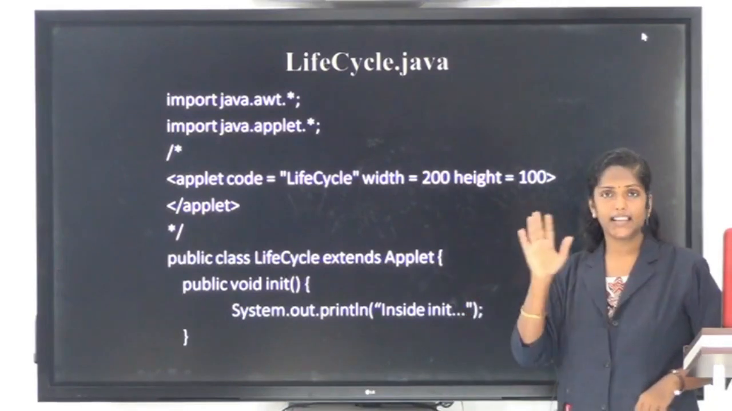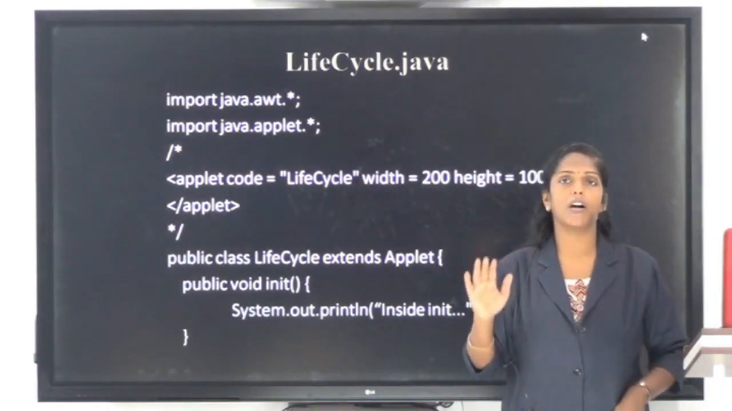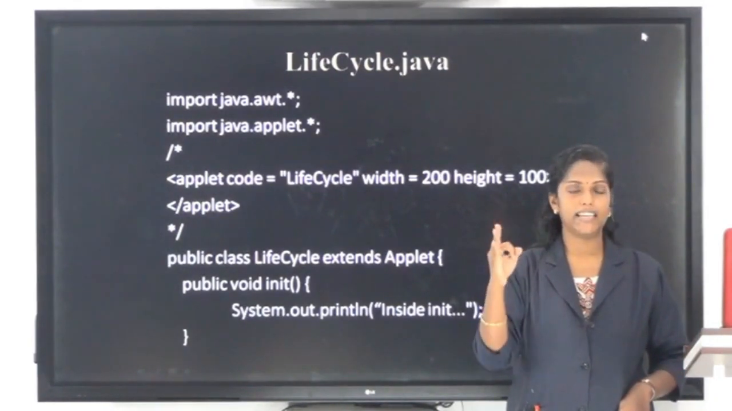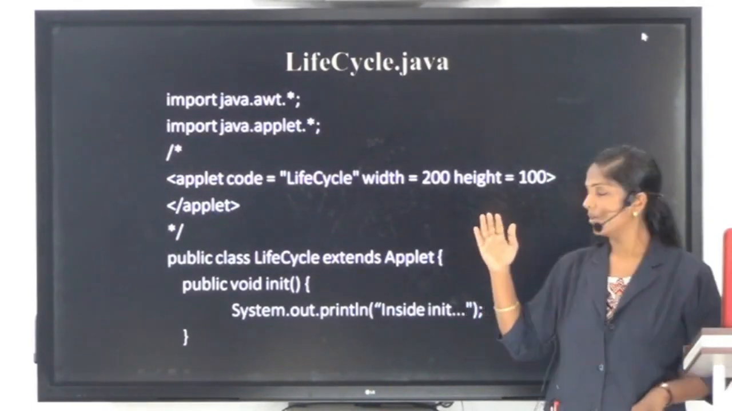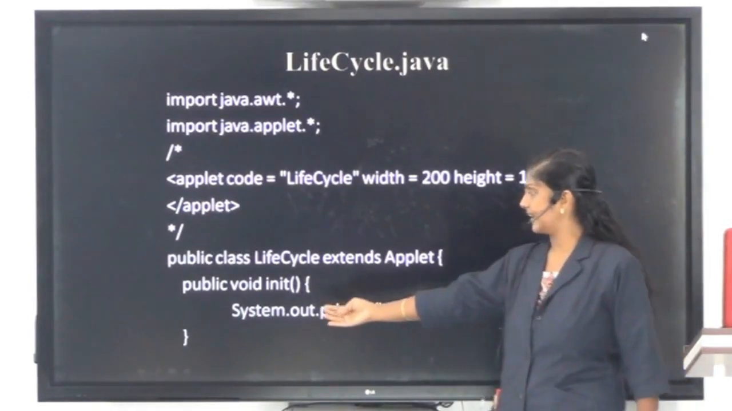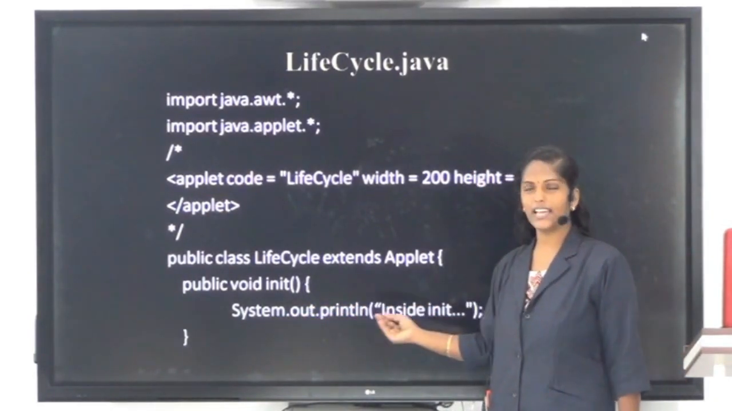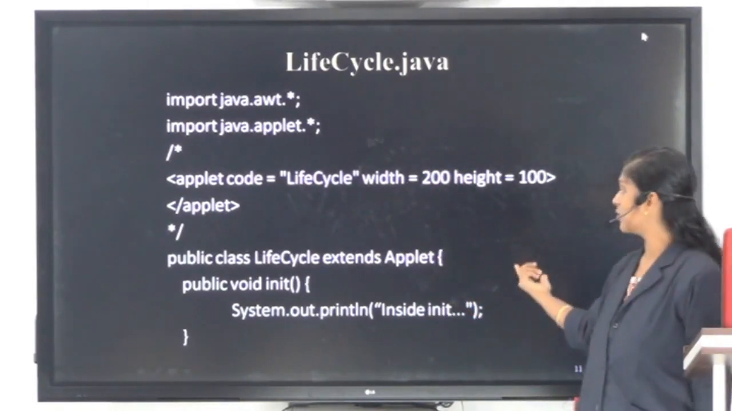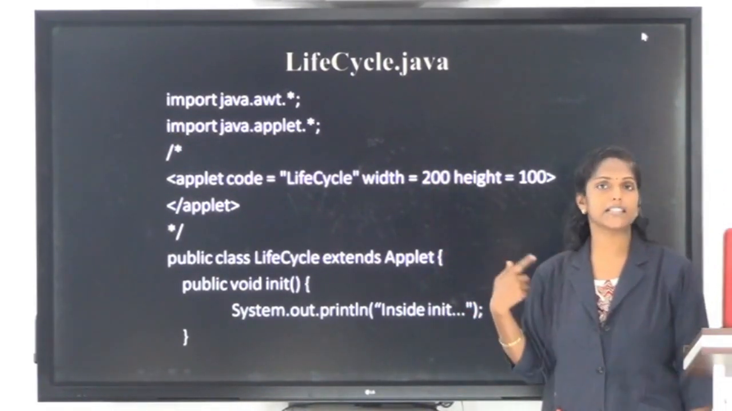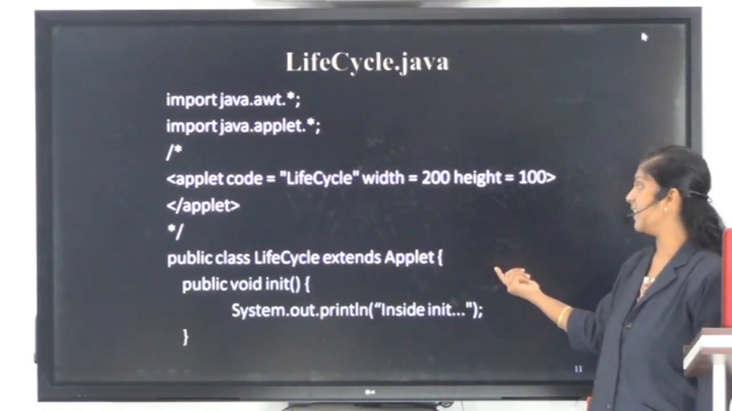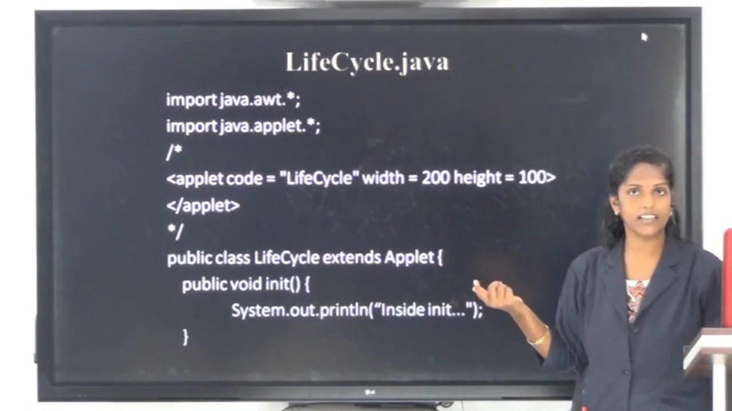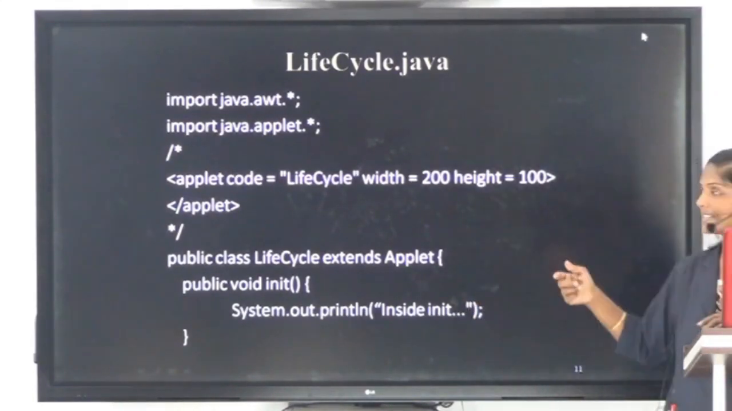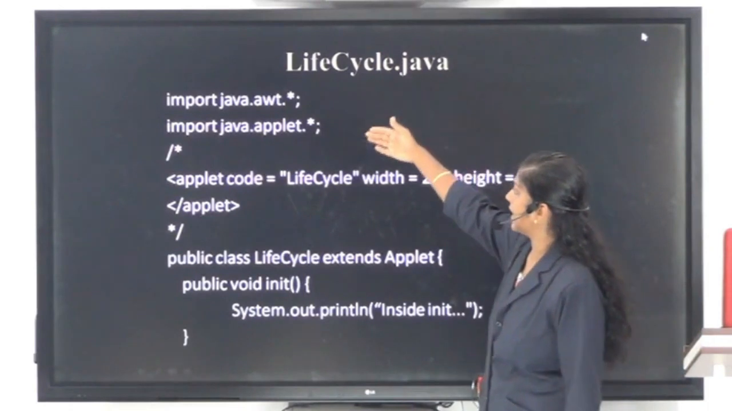As we have already seen, there are five main methods that get called during the life cycle of an applet. They are init, start, paint, stop, and destroy. So we have just added statements like System.out.println so that these messages will get printed in our console. And we can see we are not calling these methods. All these methods are invoked automatically. So we will see when and how these methods are getting called, and when we will get this output in our console.